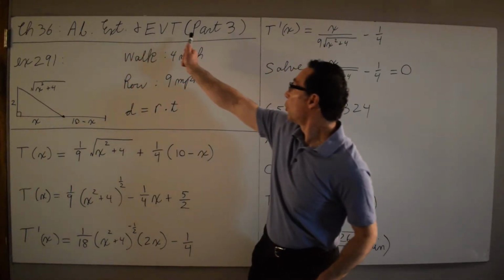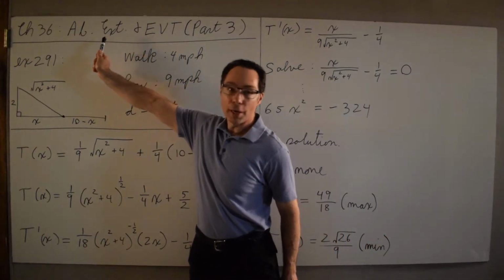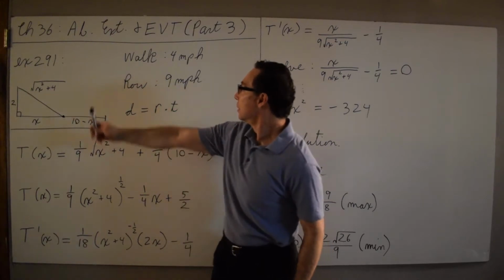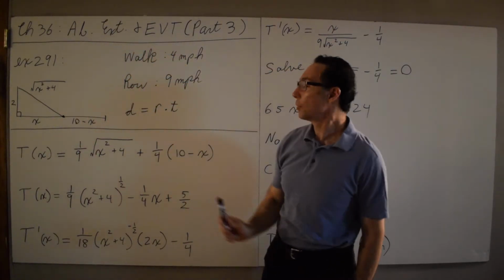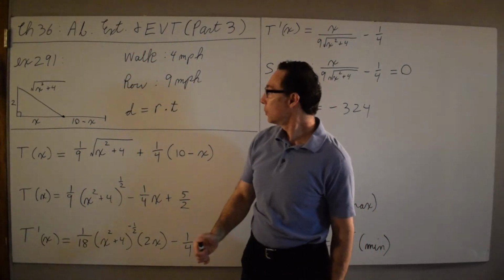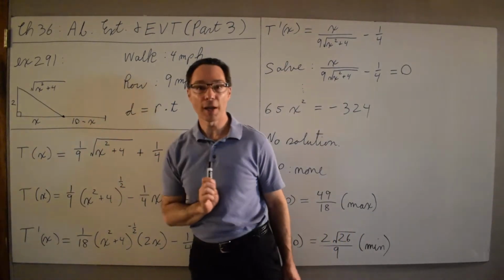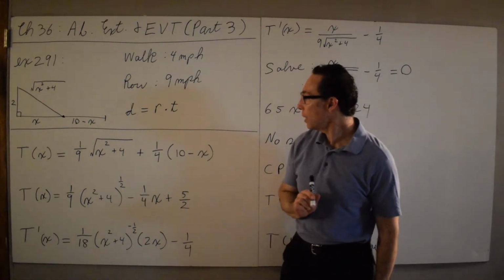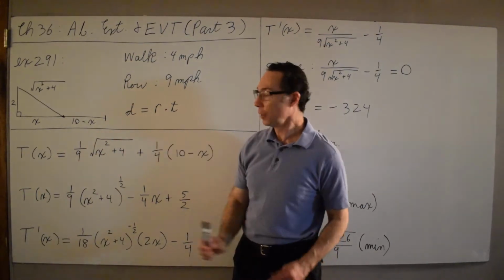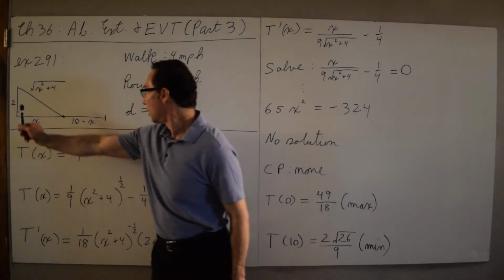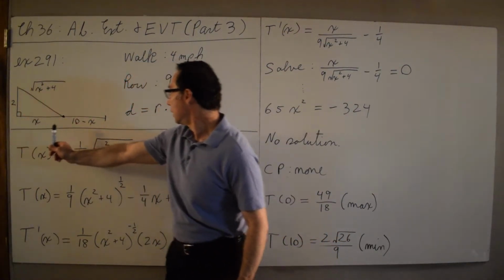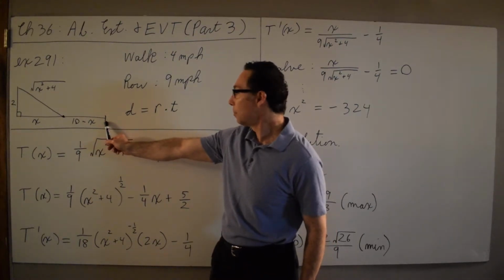This is the third and final part for the videos on chapter 36, absolute extrema and the extreme value theorem. So we're going to look at example 291. What we have here is a man who's going to cross a river. The river's 2 miles wide and he wants to get to a point 10 miles downstream.